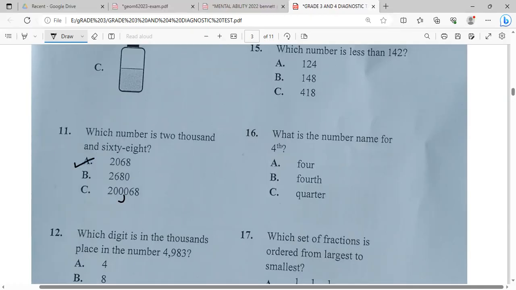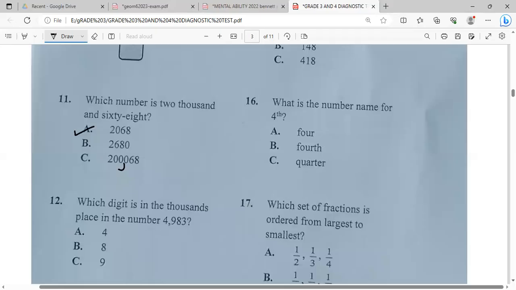Number 12. Which digit is in the thousands place in the number? So we have 4,983. And as we say, 4,000. So the value of this is 4,000. So the digit would be 4.